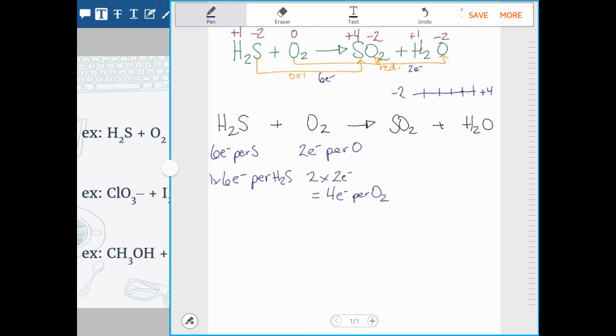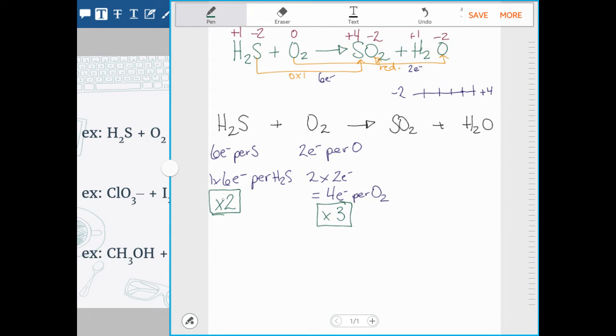We have to have the same number of electrons gained as we do lost. So when I take a look at this, I can think of a coefficient that I could use to balance these two numbers. I would say our common coefficient would be 12, which means that I would multiply this by 2, and I would multiply this by 3 in order to get 12 electrons total transferred.